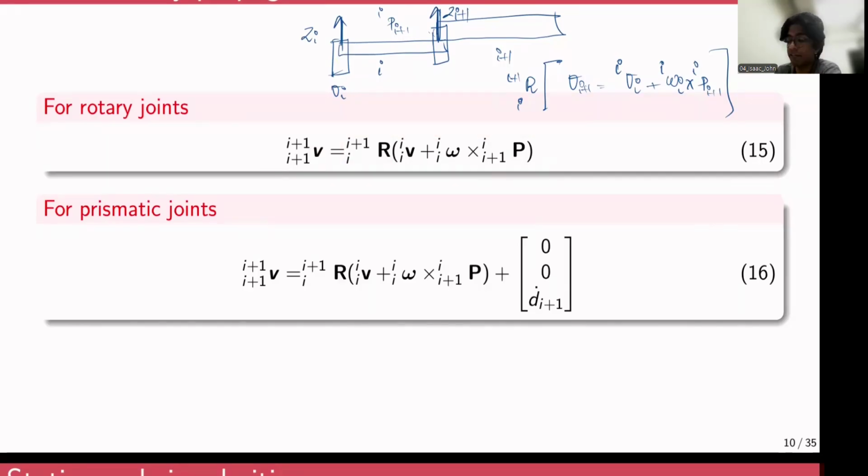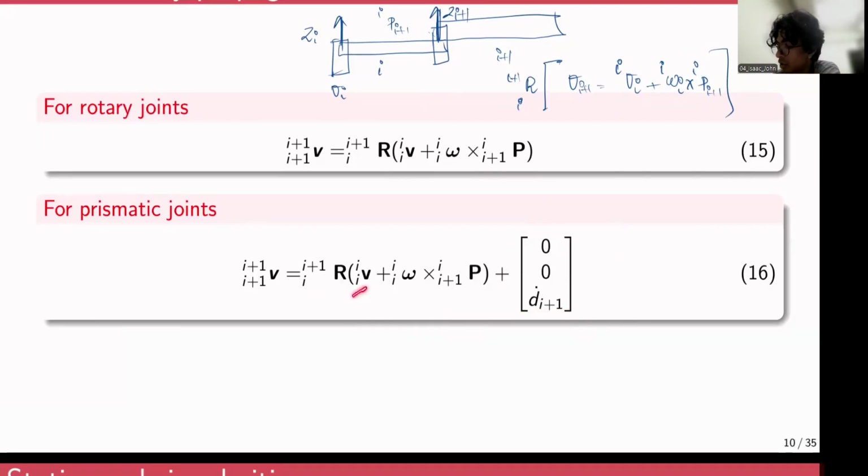Okay, however, if the joint is not a revolute joint, if it is a prismatic joint, instead of rotating about this axis, it will translate about this vertical axis up and down. So in that regard, you will also have one more component like this, that will accommodate this translatory motion as well. So for a prismatic joint, the recursive velocity propagation equation would be something like this.